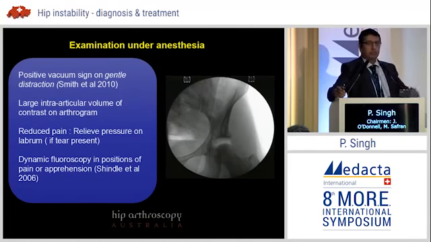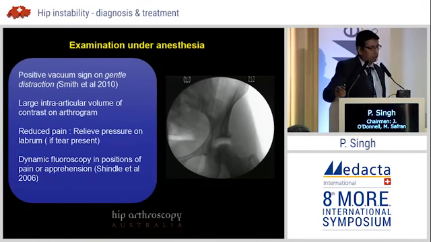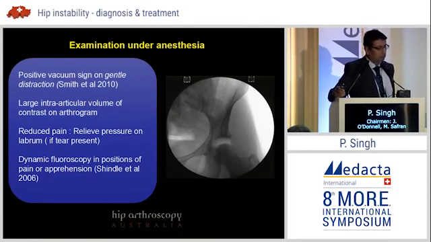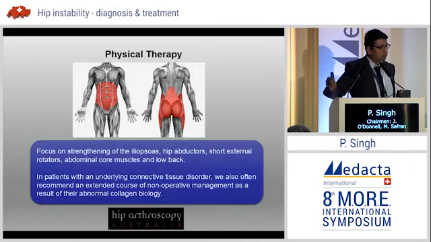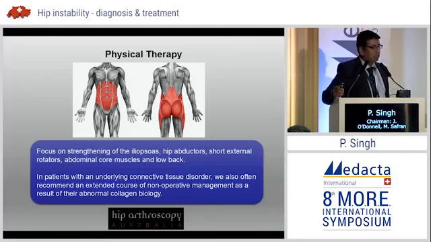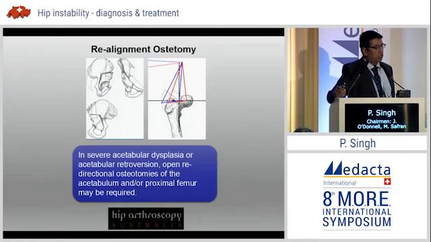Moving on to the examination under anesthesia phase, you can pull on these legs, and relatively little force is required to produce the vacuum sign. When you inject fluid, you'll notice that a large volume can be inserted into the hip joint with relatively little resistance. You can even perform dynamic fluoroscopy looking for positions of instability during screening. Treatment will be gauged based on the indications for surgery. Do spend time on physical therapy, particularly in Ehlers-Danlos patients or hyperlax individuals. Periacetabular osteotomy, Fabian will talk about.